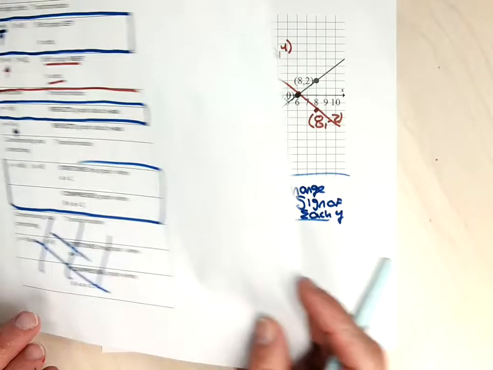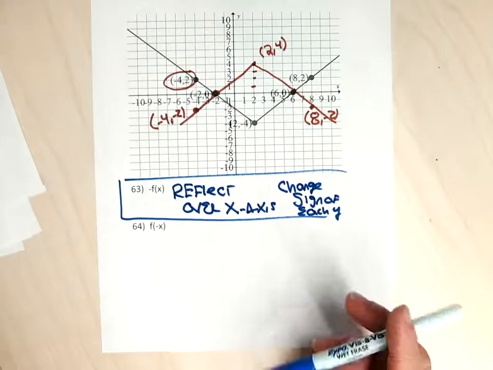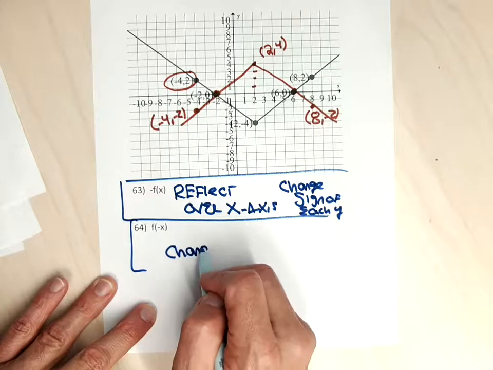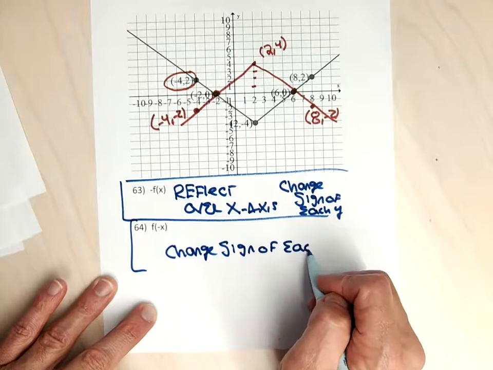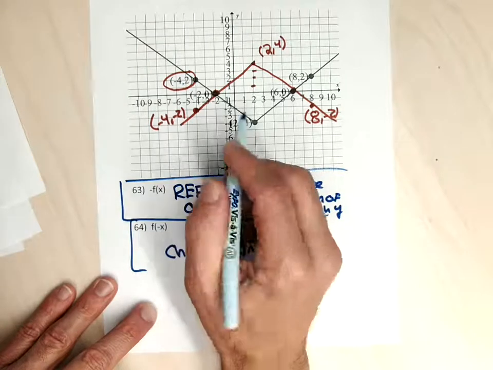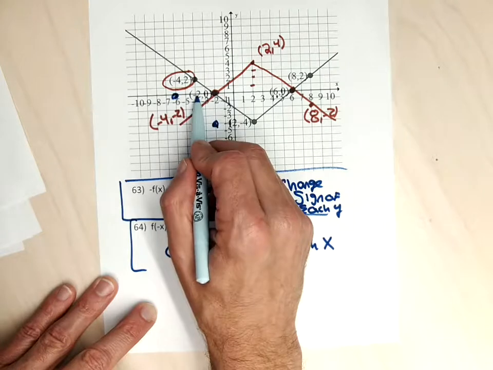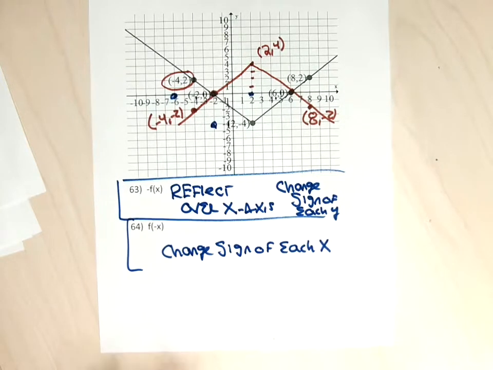64 I'm not going to do, but it's a reflection about the y-axis because the negative's inside the parentheses. And to do a reflection over the y-axis, I need to change the sign of each x. So if I went to each point and I changed the sign of each x, I made that the point -2, -4, so it would go over here on the opposite side of the y-axis. That 6, 0 would go to -6, 0. This -2, 0 would go to 2, 0. If I change the sign of every x, that would give me the reflection over the y-axis. I have a harder time seeing reflections over the y-axis, so I'm going to punt on that one.